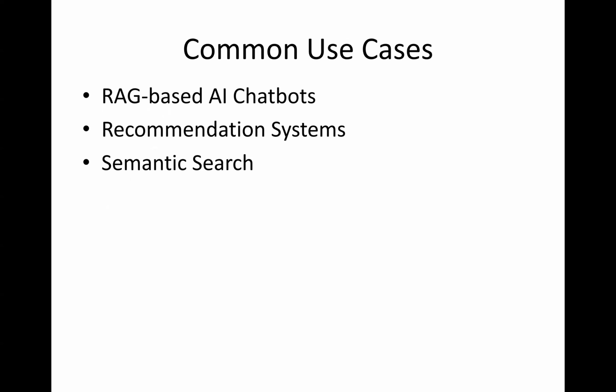Some common use cases for the vector database: they are used in RAG-based AI chatbots. There is a separate RAG pipeline that we'll cover later in the series. The next use case is recommendation systems, where according to your application or product, it will give recommendations. And next is semantic search. As I discussed, this is a very common, core feature of a vector database.